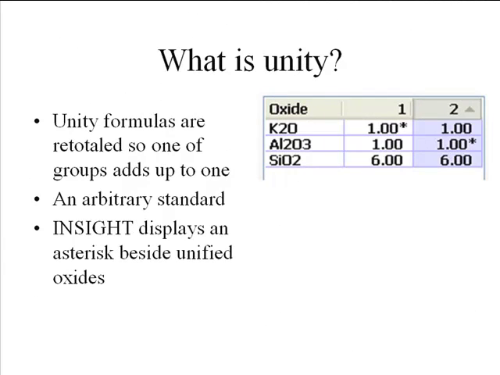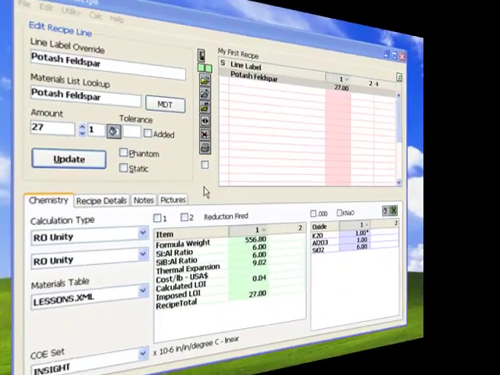A unity formula is simply a raw formula whose amounts have been scaled so that one group totals 1. Glazes are set at RO unity, materials lacking fluxes at R2O3 unity. This is an arbitrary standard in the ceramic industry. Insight displays an asterisk beside oxides that are part of unity. Notice these formulas are the same even though one is flux unity and the other is alumina unity, because theoretical potash feldspar has equal numbers of RO and R2O3 molecules.